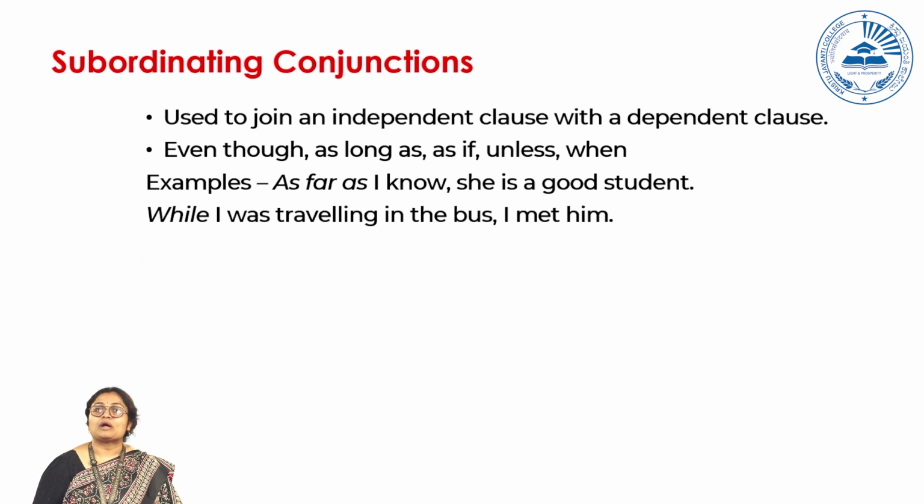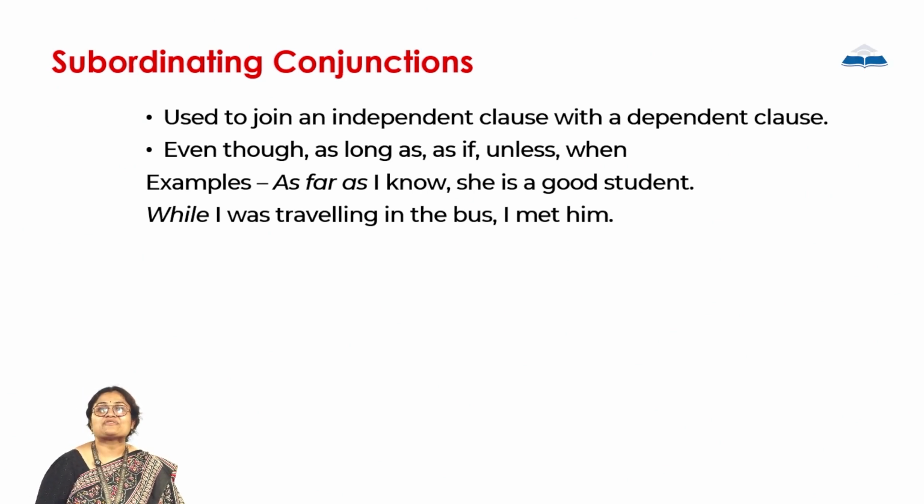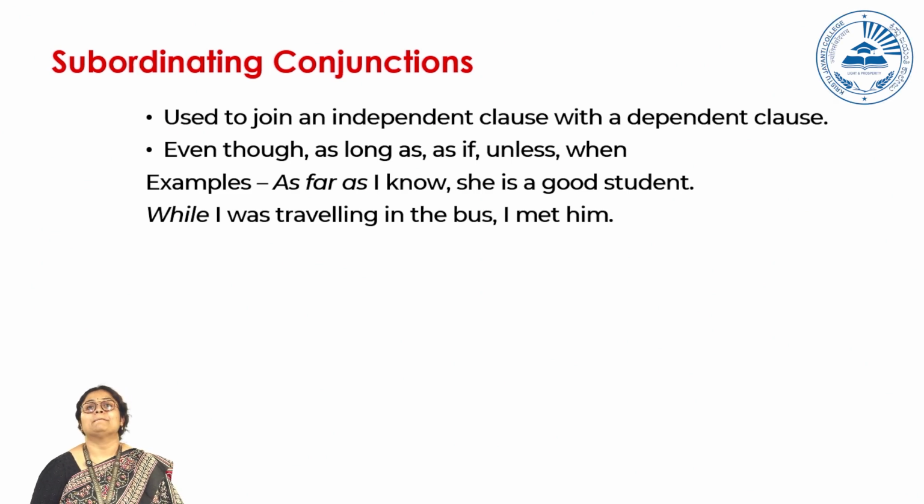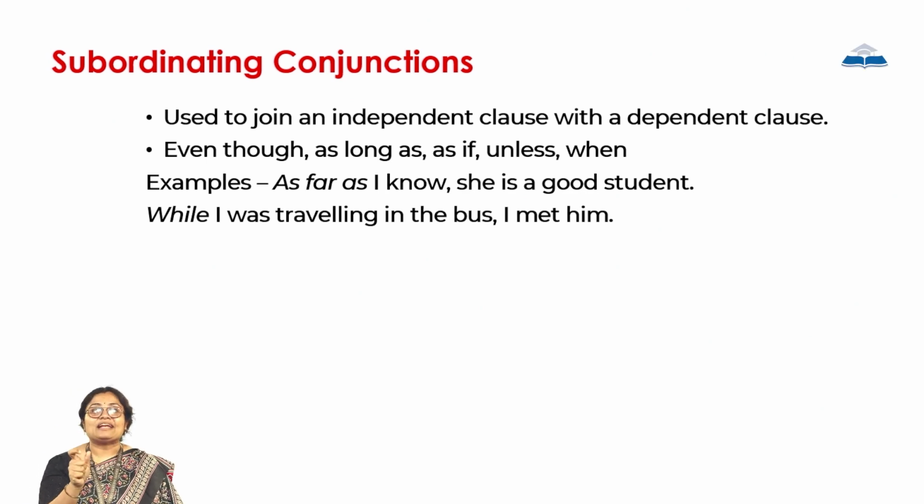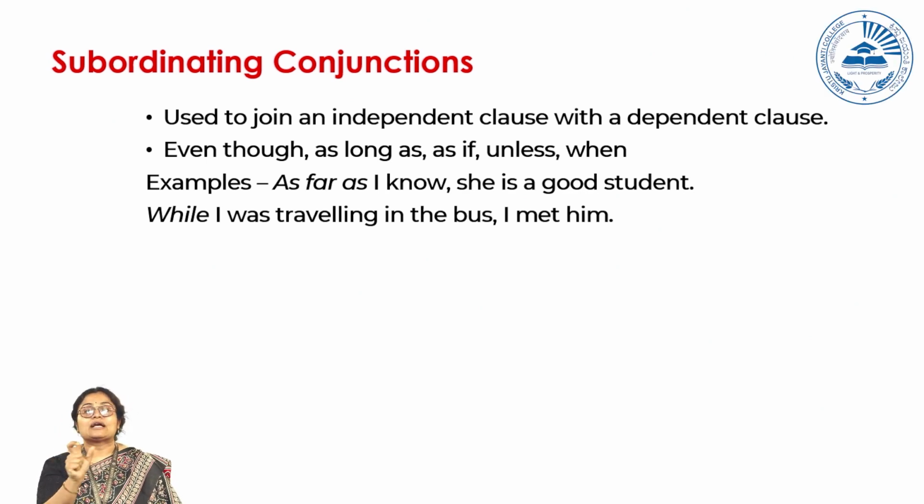Now we will look at one more example. While I was traveling in the bus, I met him. So if you look at the first part of the sentence, it is while I was traveling in the bus. So again, it is an incomplete sentence. Only when the second part is added to this dependent clause, we will get the complete meaning. So while I was traveling in the bus, I met him. So subordinating conjunctions are basically used to join an independent clause with a dependent clause.